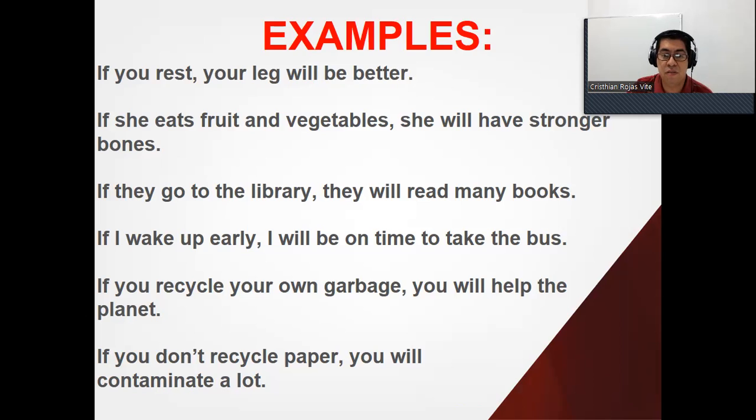And remember, if you don't recycle paper, you will contaminate a lot. Yeah, remember that paper comes from trees. So basically, if you don't recycle paper, you will contaminate a lot, or we will lose more forests and jungles, more trees, right? So that's like a tip. This is like a suggestion for you.